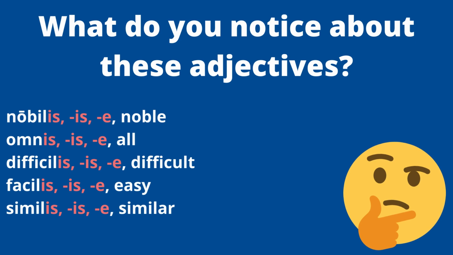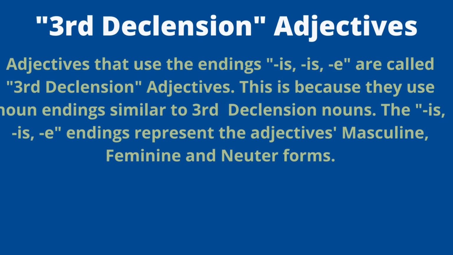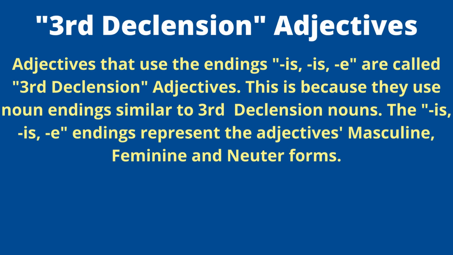Well, they're not using -us, -a, -um endings, right? Instead, they're all ending with -is, -e, right? So something completely different is happening here. They're still adjectives, but they are not using those -us, -a, -um endings. These are what we call third declension adjectives, okay? So when you see an adjective that has the endings -is, -e, and again, those are representing the masculine, feminine, and neuter forms, they're called third declension adjectives.